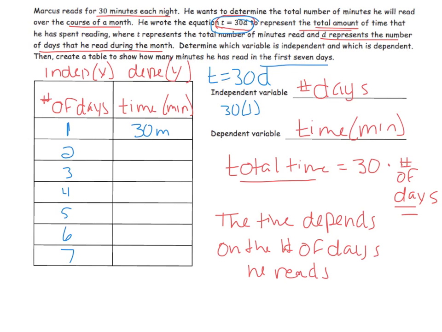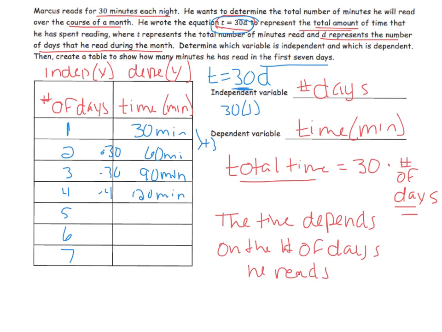If he reads 2 days, he would read 60 minutes. If he read 3 days, so all I'm doing is taking my 30 and multiplying it by the number of days. That's 90 minutes, 120 minutes. So we can see different patterns.